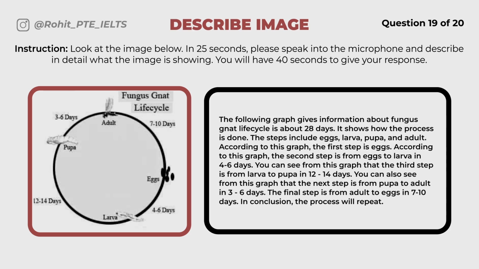You can see from this graph that the third step is from larva to pupa in 12 to 14 days. You can also see from this graph that the next step is from pupa to adult in 3 to 6 days. The final step is from adult to eggs in 7 to 10 days. In conclusion, the process will repeat.